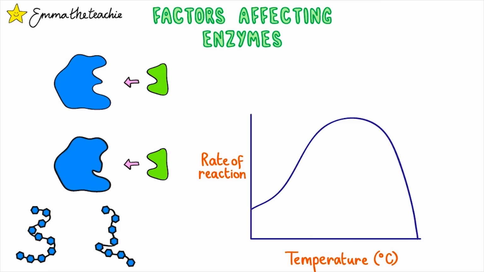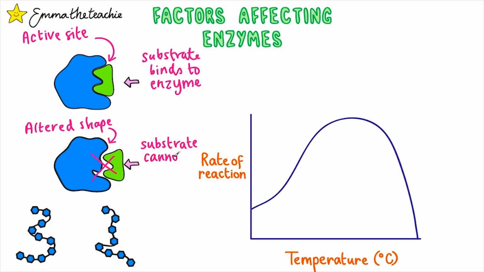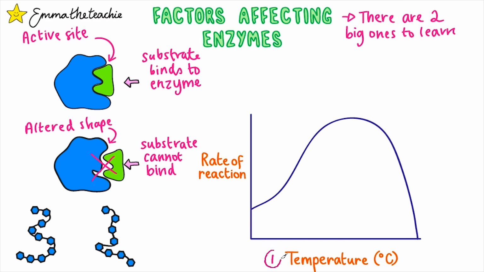I've mentioned before that enzymes are a special type of protein that can catalyze reactions in living organisms. They do this by having an active site that is a specific shape for a substrate molecule to bind to. Keeping this specific shape is vital to the enzyme working properly. If the active site changes shape, the substrate can no longer bind to it. There are 2 factors that can alter the shape of the active site, and therefore affect enzyme function.